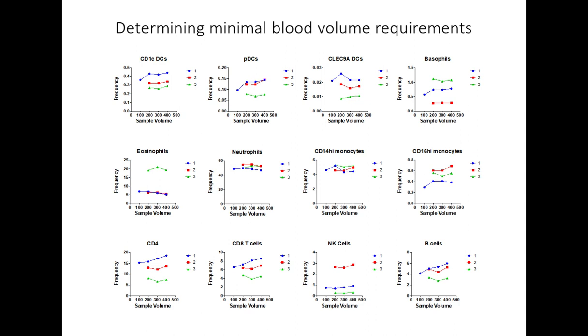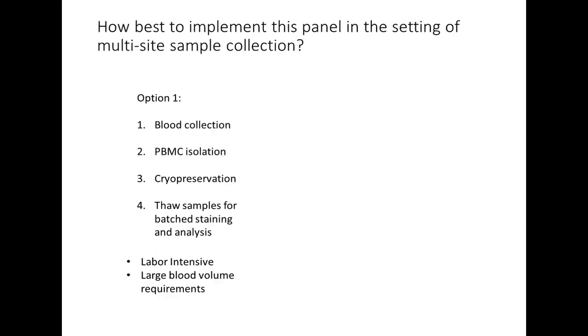And we, from this analysis, ultimately concluded that 200 to 250 microliters is sufficient for resolution of most circulating immune populations. There's obviously greater heterogeneity in some of the very rare DC subsets and things of that sort, but it seemed like it would be doable in the context of this particular study.